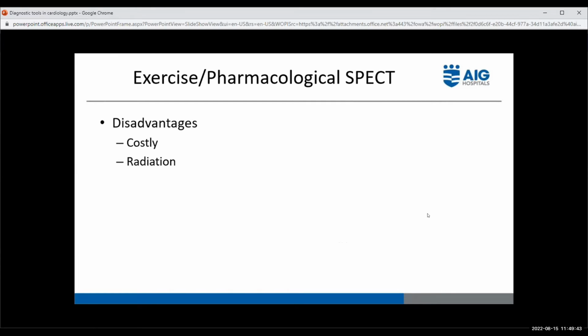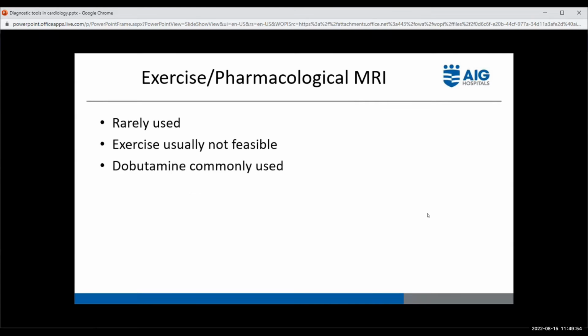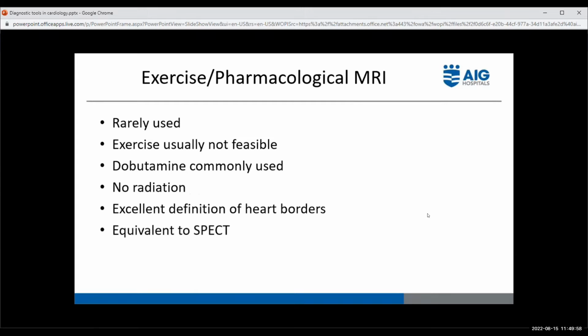Disadvantages: costly, radiation, artifacts, limited availability. The pharmacological or exercise cardiac MRI is rarely used. Exercise is usually not feasible; dobutamine is commonly used. No radiation, and excellent definition of the heart borders, but limitation of usage is the problem. Equivalent to the SPECT.